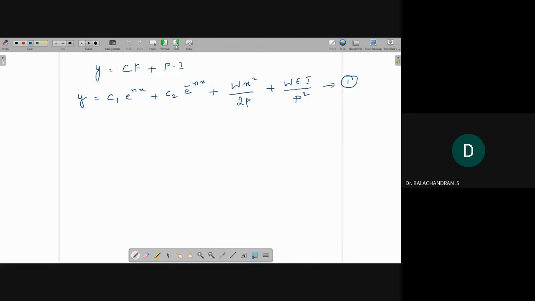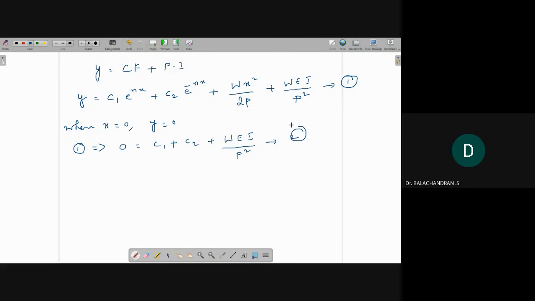Now, when x is equal to 0, y is also 0. So using this condition, you will get 0 equal to C1 plus C2 plus 0 plus W EI by P square. You call this equation 2.